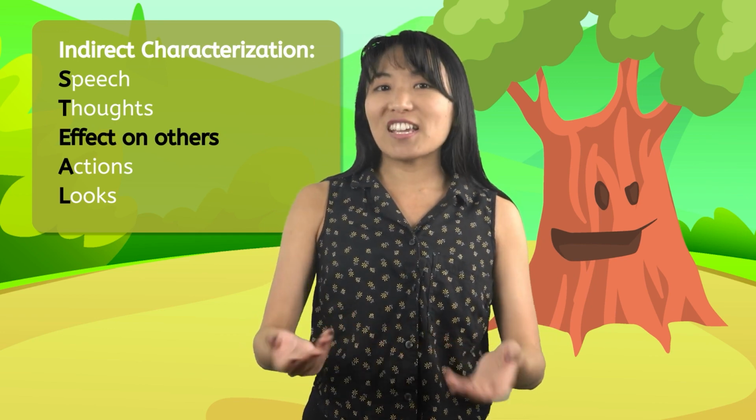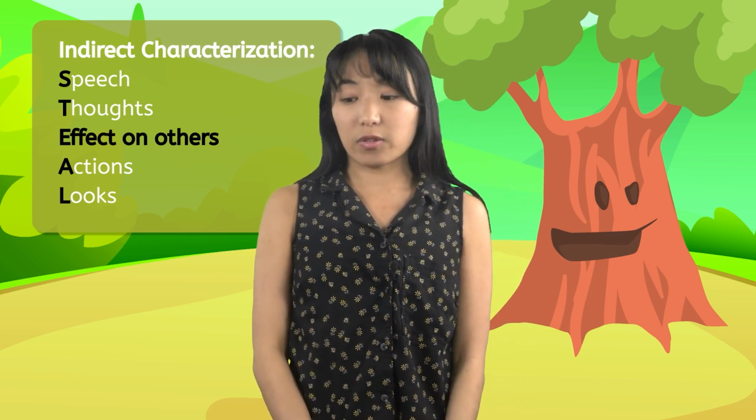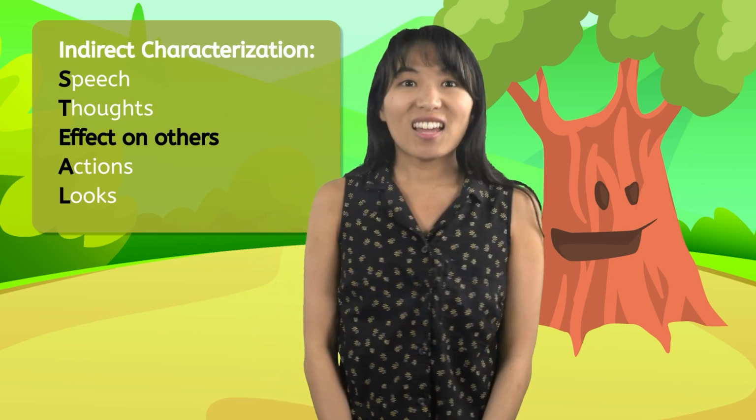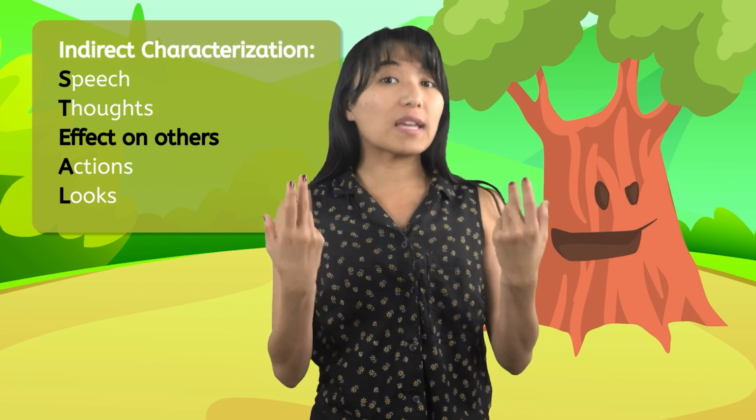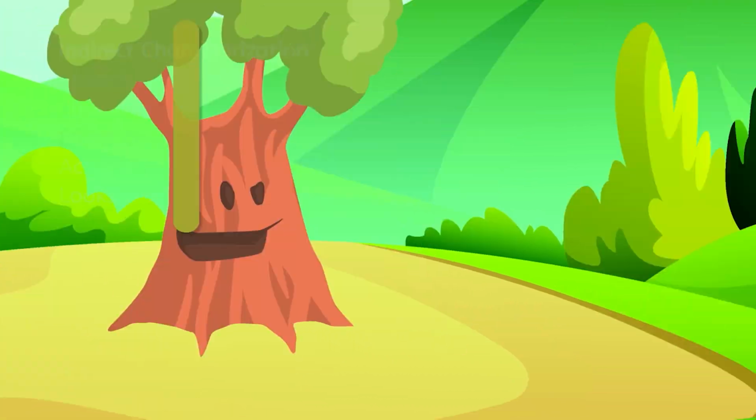Effect on others means the way other characters react to the character we're analyzing. If someone walks in and everybody cheers, that person is probably fun. But if everyone leaves, that character may be rude. When we analyze effect on others, we're looking for reactions.